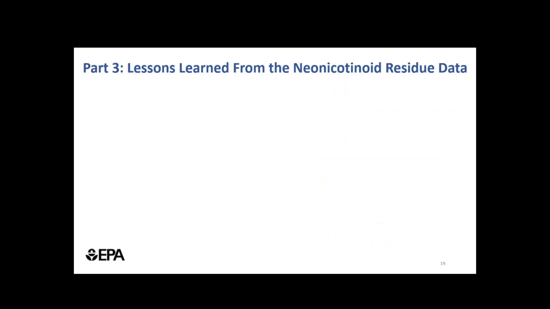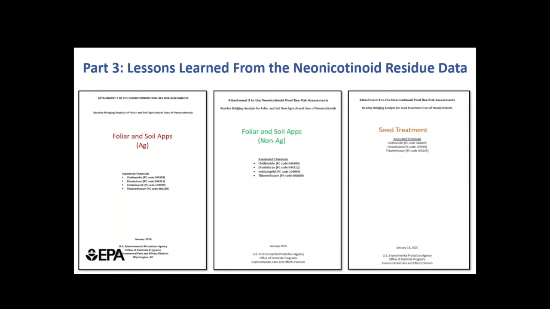So I'm going to transition now to some of the lessons learned from the neonicotinoid residue data. This database really is the largest database we have on residue data for a pesticide class, and it contains over 80 different residue studies that were submitted to the agency. And all of this information that I'm going to present is found in these documents, which are available online. There are 5 main points I'm going to summarize.